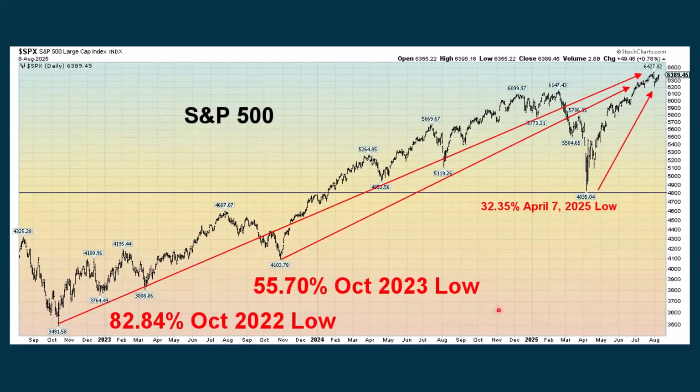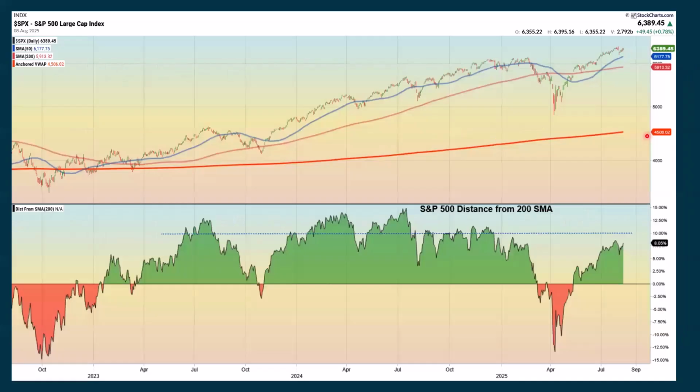These are the percentage gains going back to significant lows that were set back in 2022, 2023, and then the low set in April of 2025, and how much we've gone up percentage-wise since that time. And we want to keep an eye on the 200-day simple moving average. We're still below this dashed line here, which is set at 10%. If we get above that, that's when we're getting kind of far away from the 200-day moving average.